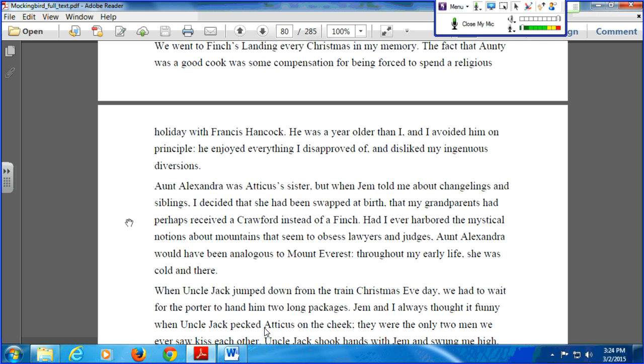Aunt Alexandria was Atticus' sister, but when Jem told me about changelings and siblings, I decided that she had been swapped at birth, and that my grandparents had perhaps received a Crawford instead of a Finch. Had I ever harbored the mystical notion of mountains that seemed to obsess lords and judges, Aunt Alexandria would have been Mount Everest. Throughout my early life, she was cold and there.